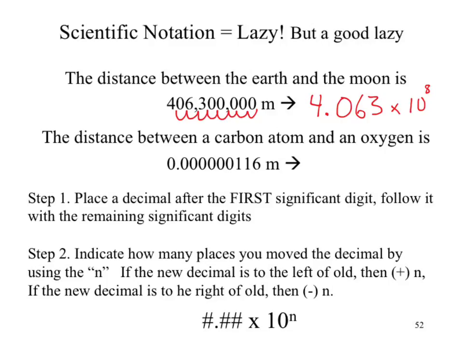The next number down, I got 1.16 times 10 to the... how did I shift my decimal? Hold your horses. Man, you guys are excited. 1, 2, 3, 4, 5, 6, 7. Okay. And if we just say 10 to the 7th, now what we're saying is the distance between the Earth and the Moon is roughly the same distance between a carbon atom and an oxygen atom with those two numbers.